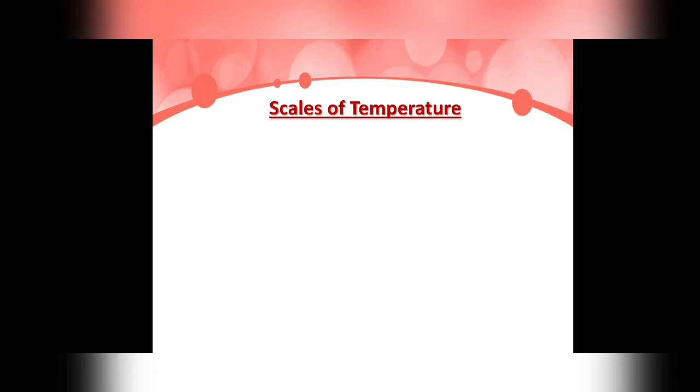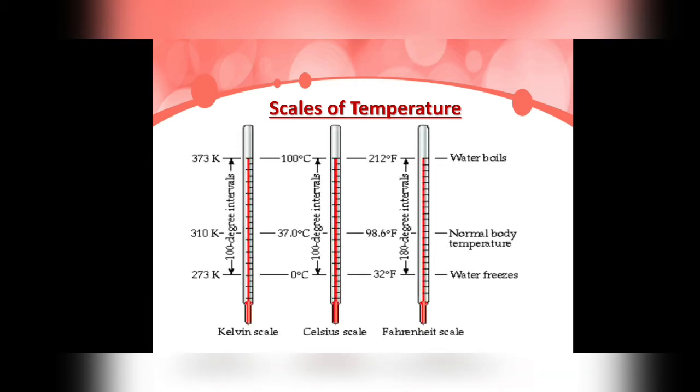Next, there are some scales of temperature. We have learned we need a thermometer. A thermometer has a scale. There are different types of scales in the thermometers. Let's learn more about those scales. We have read about it in our lower class in 6th standard also, but now we are going to know more about the scales of the temperature. There are 3 scales we have learned: Kelvin scale, Celsius scale, and Fahrenheit scale. These are the commonly used scales for temperatures.